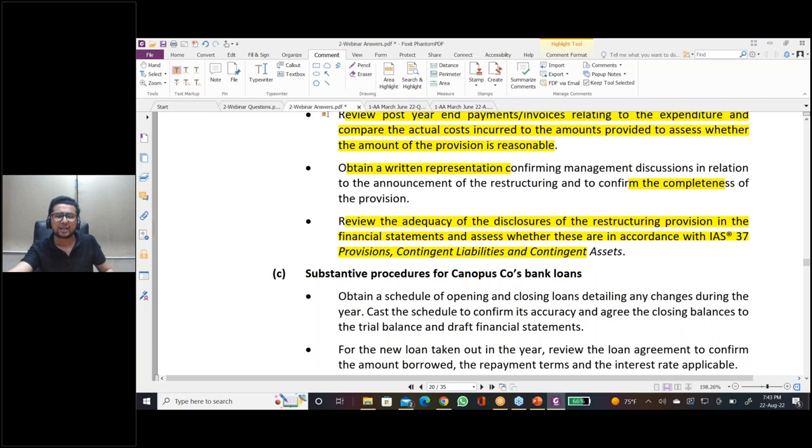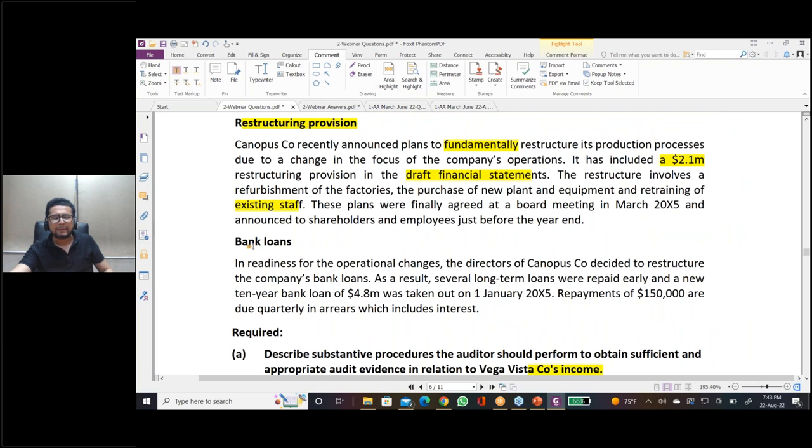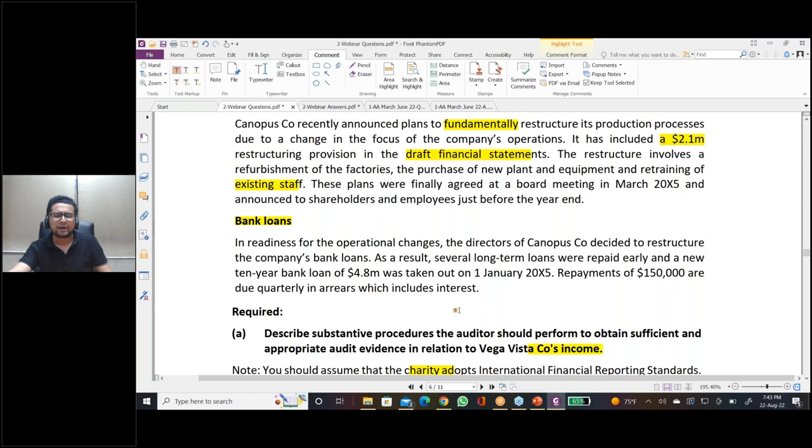Last part is about the bank loans. And I am skipping the bank loans for you. It's not difficult at all. Okay, let's explore it quickly. Read this part by yourself. Bank loans. So they got a loan of 4.8 million. They are making repayments on a quarterly basis. So it's about the split between the current and non-current liability. So you need to recalculate that.